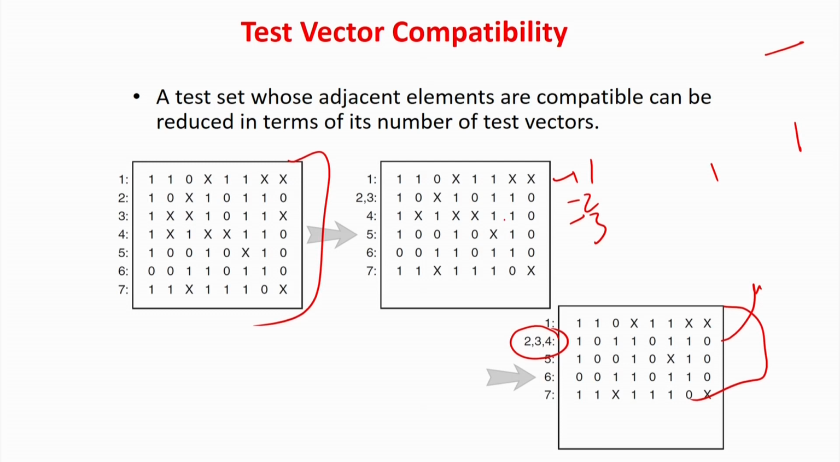As I told you, this is a very good quality test vector because it can detect more faults. Having one pattern detect more faults can also be obtained by compressing in that manner, by vector compatibility. That is one way of doing it.